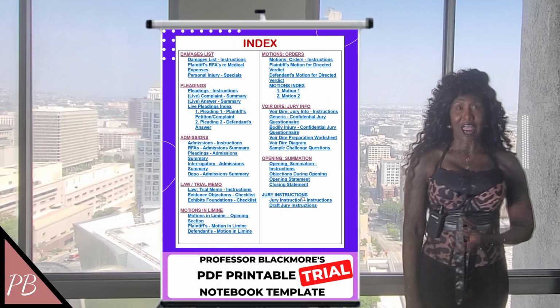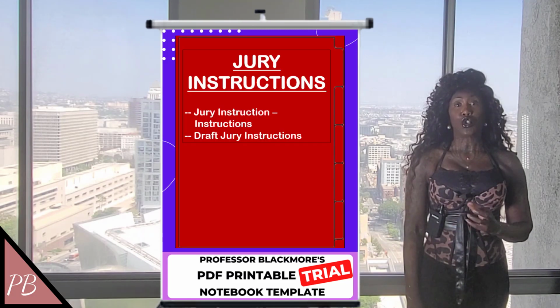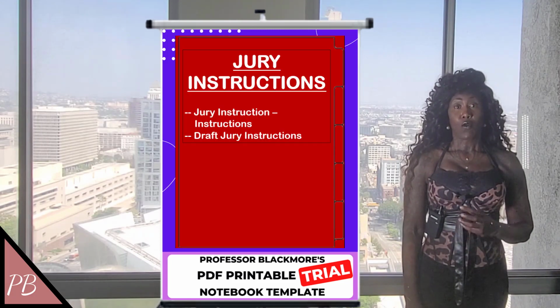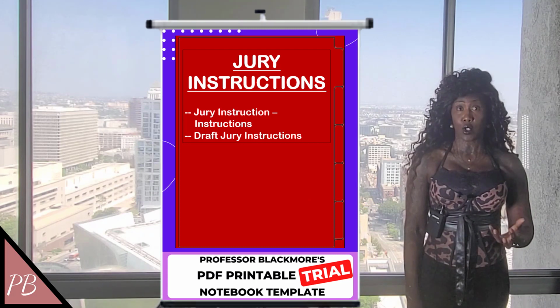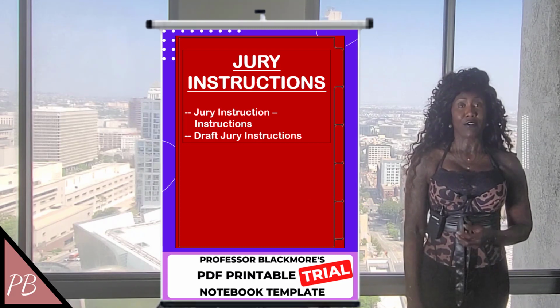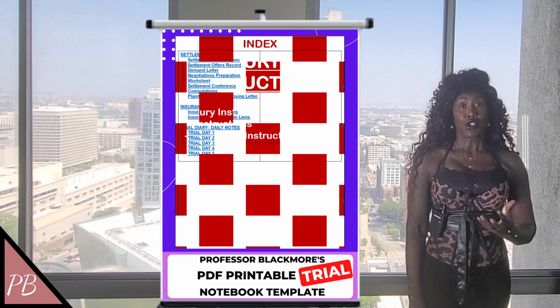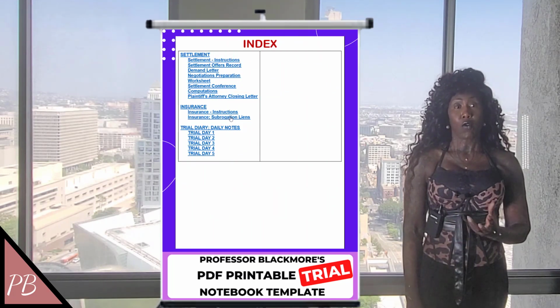Now, the next section is your opening summation section for your notes related to your opening and closing statements. And the next section is the jury instructions section for your jury instructions notes and your draft jury instructions that you intend to submit to the court for approval.